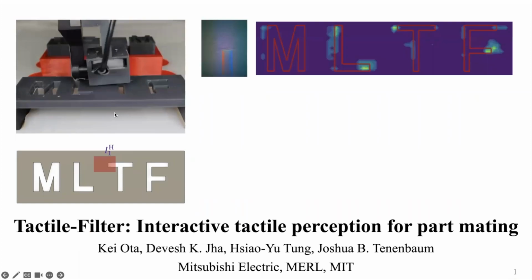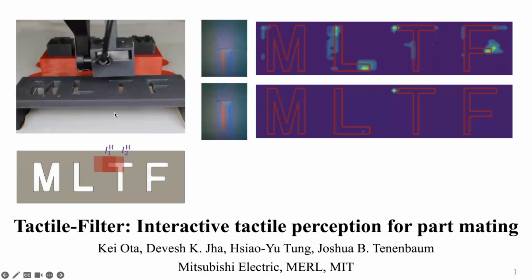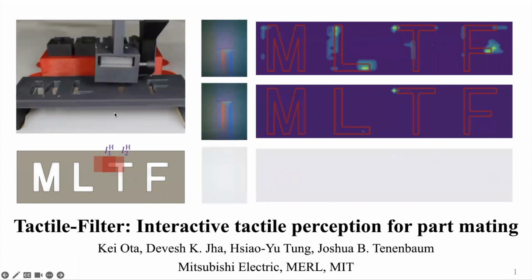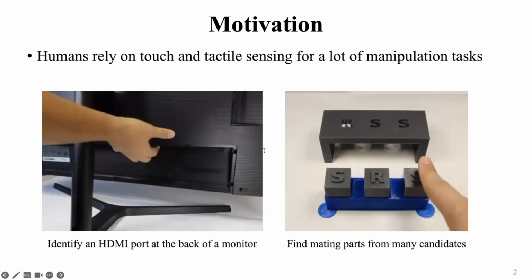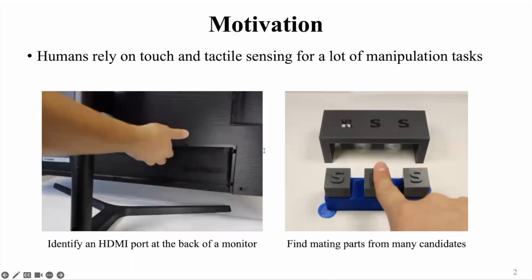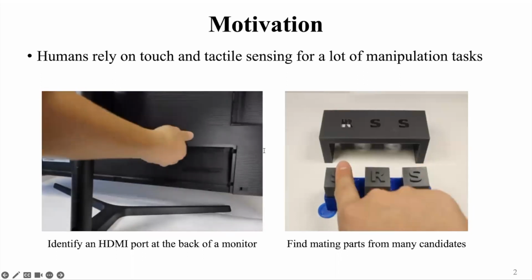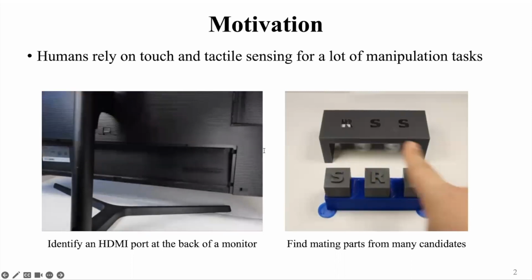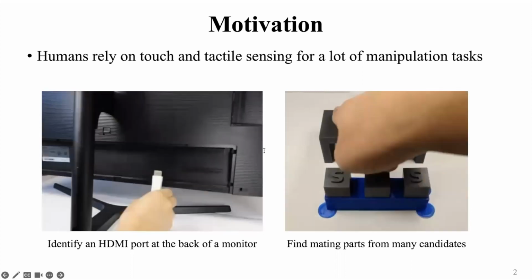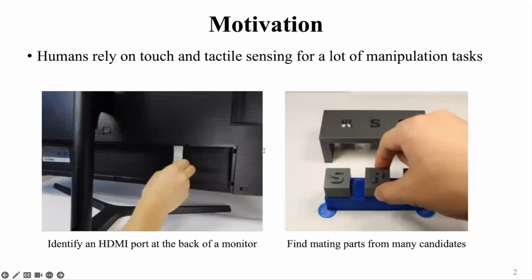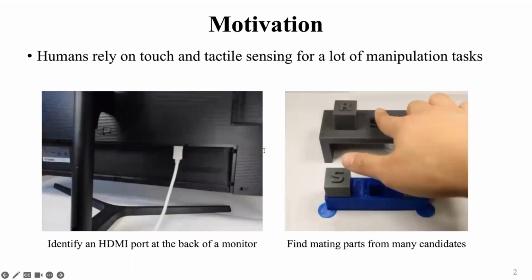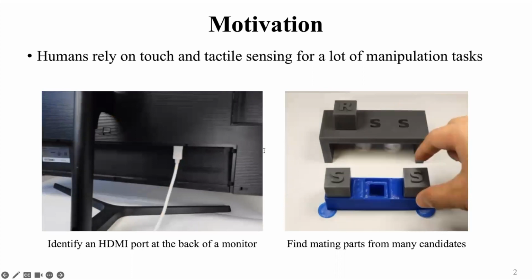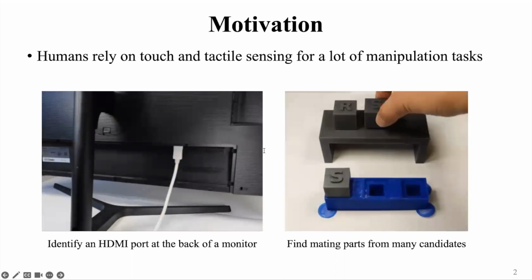This is a video presenting our work titled Tactile-Filter, Interactive Tactile Perception for Part Mating. Humans rely on tactile sensing for manipulation tasks while interacting with their environment. For example, we can identify an HDMI port at the back of a monitor screen by just touching, or we can find mating parts from many candidates for peg insertion tasks without any visual input, but by just touching.